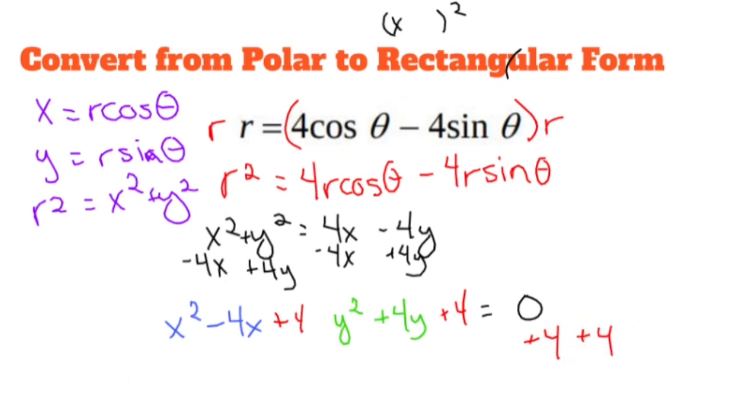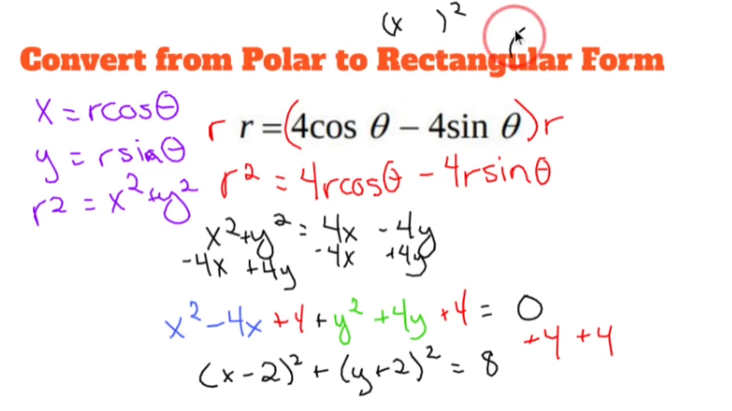What we have here is a perfect square trinomial that factors out to x minus 2 squared. Oh, what do we have here? A perfect square trinomial that factors out to y plus 2 squared. And what do we have over here? 8. So now it's in rectangular form, and it's a pretty version of rectangular form. That's what I like. That's what I want. And that's what I'm sticking with.